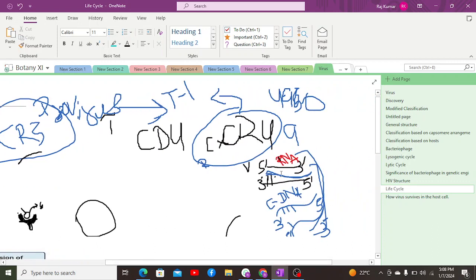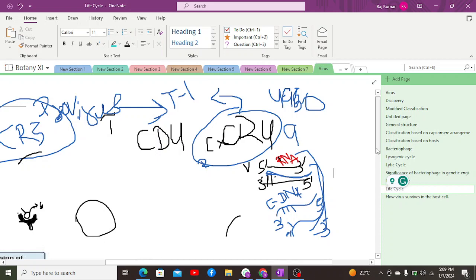Now this 5 prime to 3 prime strand acts as a template strand for the 3 prime to 5 prime cDNA strand, which is formed by the addition of deoxyribonucleotides with the help of an enzyme known as RNA dependent DNA polymerase, reverse transcriptase, or RTase. As a result, from the RNA which acts as a template strand, the cDNA is formed.